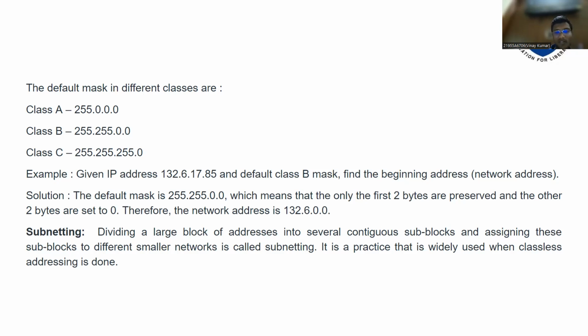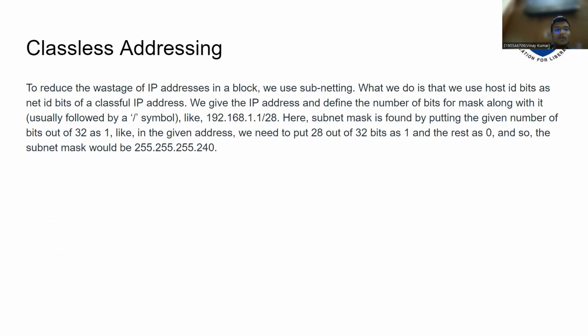Dividing a large block of addresses into several contiguous subblocks and assigning these subblocks to different smaller networks is called subnetting. It is a practice that is widely used when classless addressing is done. To reduce the wastage of IP addresses in the block, we use subnetting. What we do is that we use host ID bits as net bits in a classful IP address.